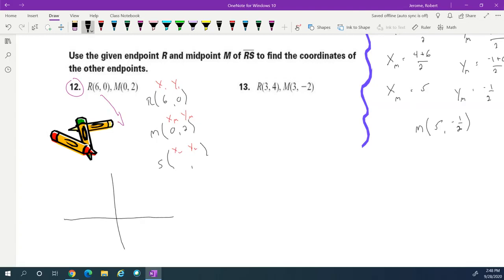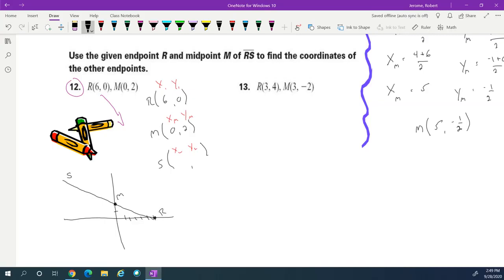R is at 6, 0. M is at 0, 2. And if I read my directions carefully, M is in the middle. So that means S has to be somewhere out here. Now, I don't know where, but if I don't get a negative number for x, I know I made a mistake. R was on the right. S has to be on the left. So I'm really using the graph as a picture to set my expectations, not to actually get my answer. I'm going to get my answer algebraically.